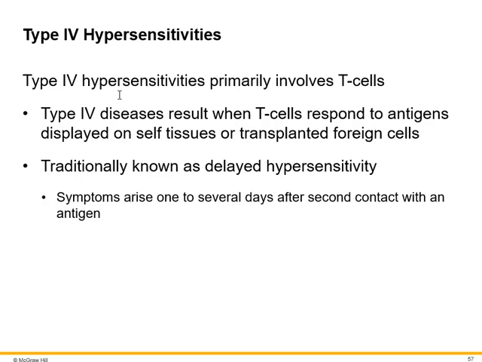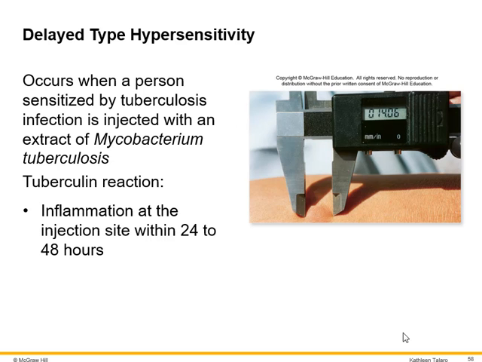And the type of cells are T cells. So the type 4 hypersensitivities involve T cells, and they result when T cells respond to antigens displayed on self tissues or transplanted foreign cells. Traditionally, this is known as delayed hypersensitivity, and the reason is because it's usually 1 to several days after the second contact with the antigen when you get the symptoms.